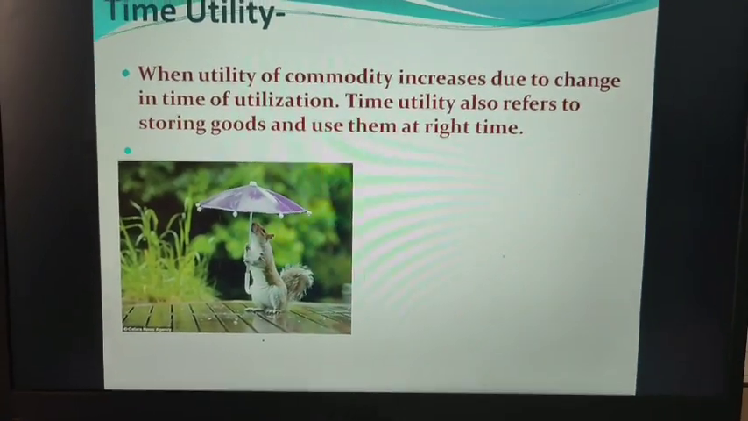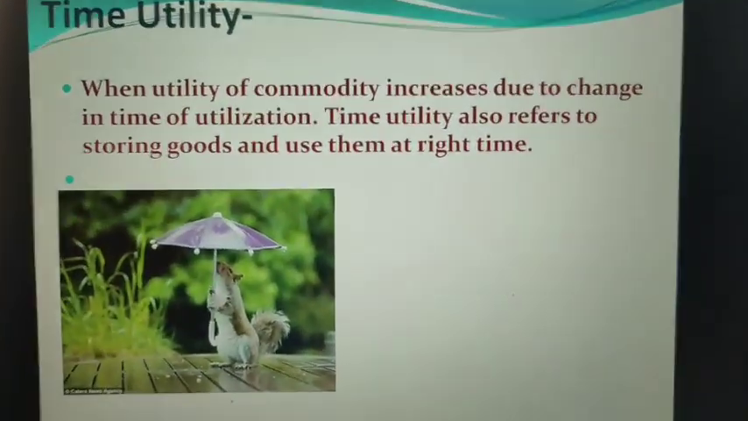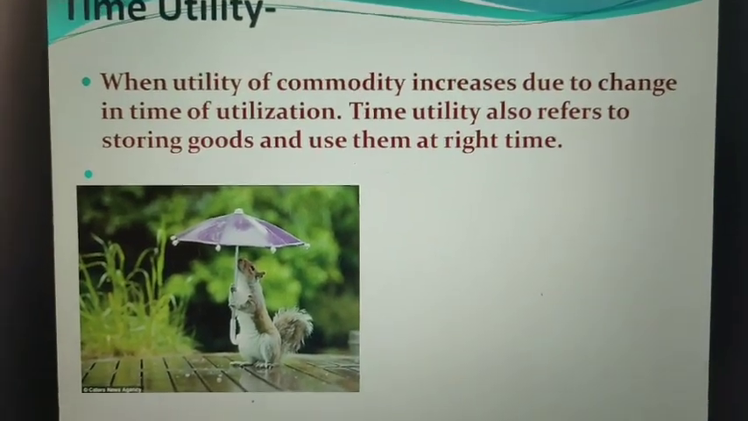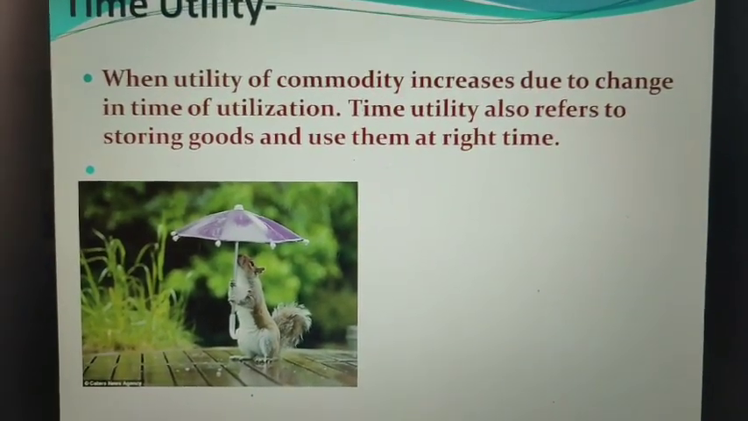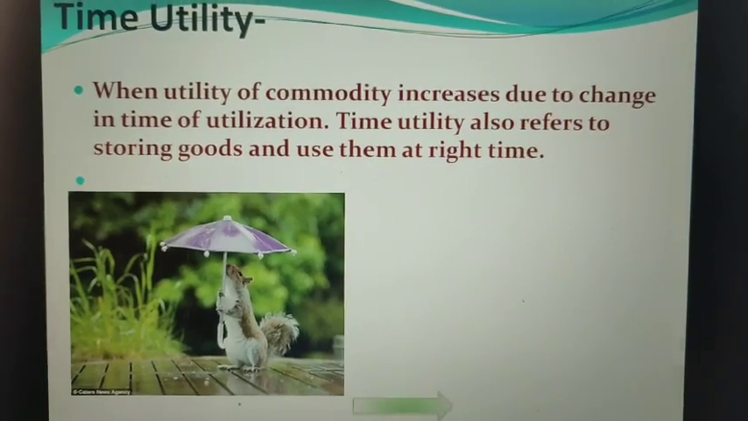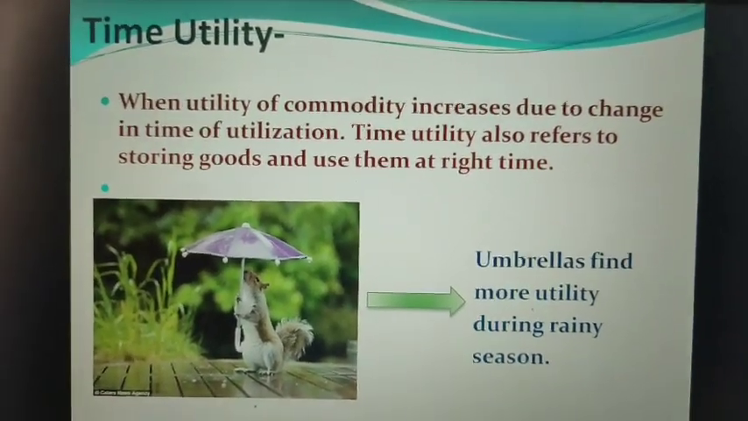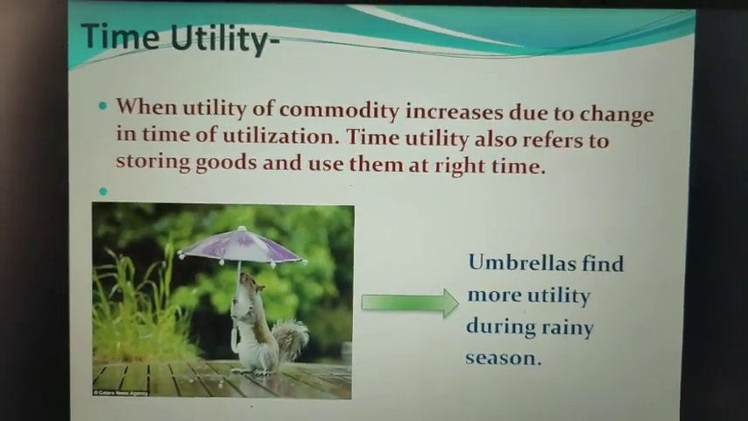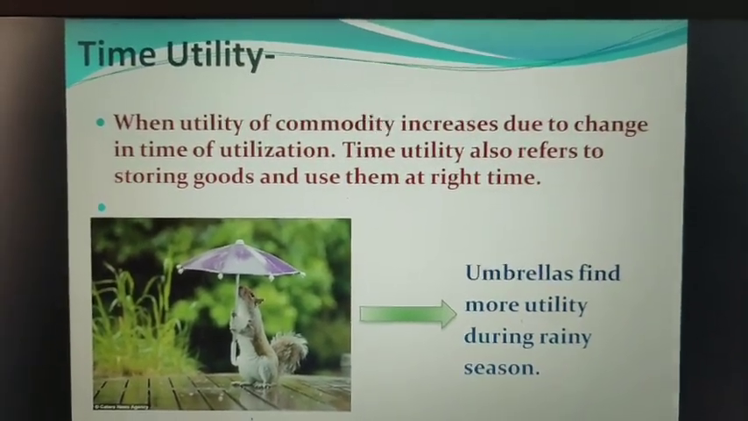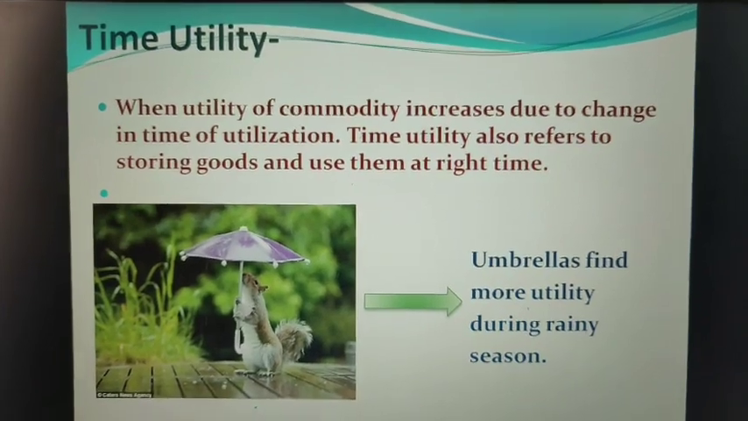Umbrellas: we will get more utility from an umbrella in the rainy season than at any other time, right? So we use umbrellas in the rainy season. Why? Because at that time we need it to protect ourselves. So umbrellas find more utility during the rainy season than anything else.